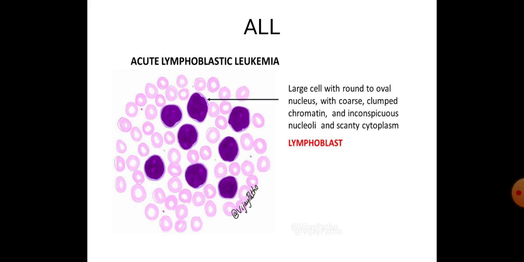So how does a lymphoblast appear? Lymphoblasts are large cells with a round to oval nucleus with coarse clumped chromatin, inconspicuous nucleoli and scanty cytoplasm. You can see only 1 or 2 nucleoli in lymphoblasts.